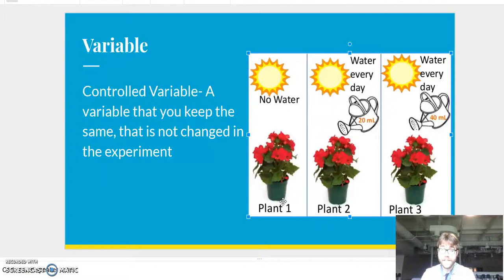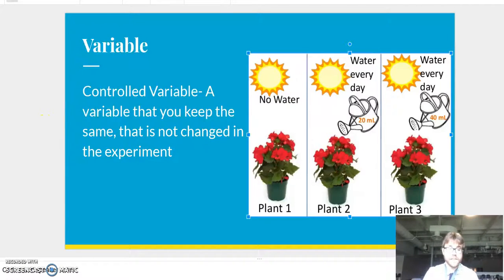Something that we change in this experiment is the amount of water. We have no water. We have 20 milliliters of water, and then we have 40 milliliters of water. Since water is what we're changing, the water would be independent. Dependent would be if we were measuring how tall the flowers were growing or how big they were growing. Anything we measure is dependent.